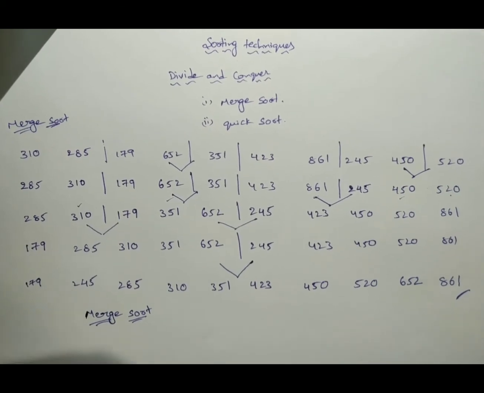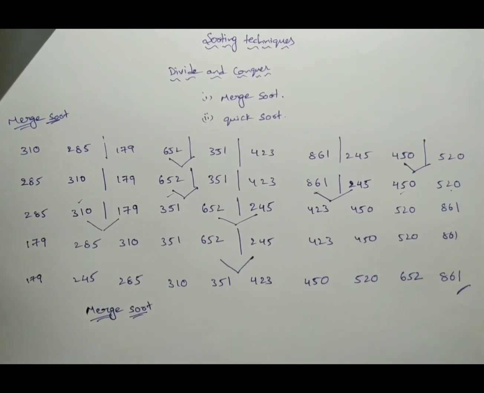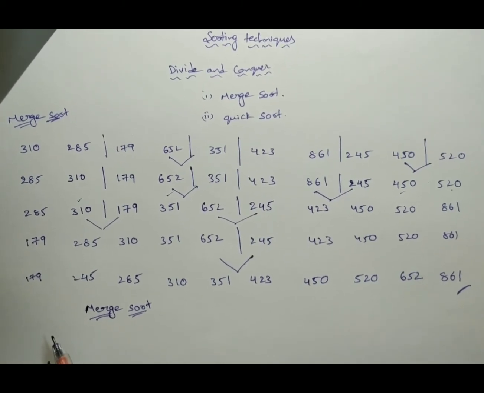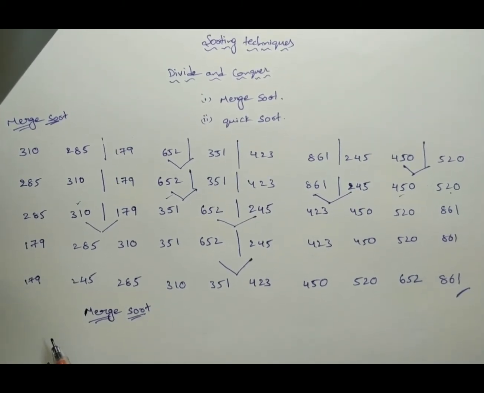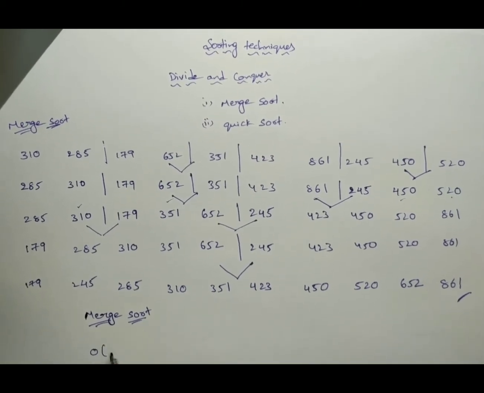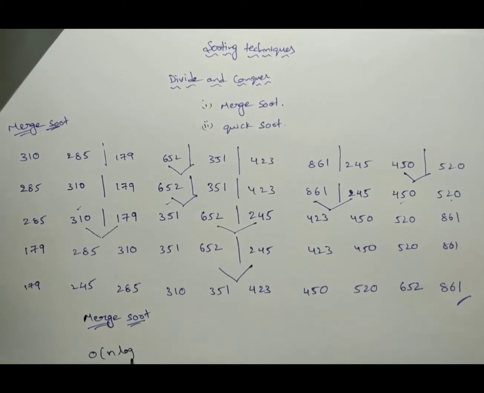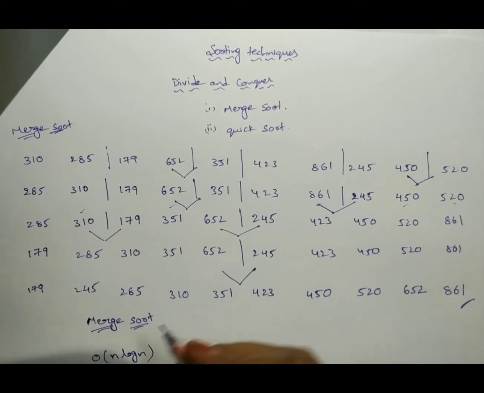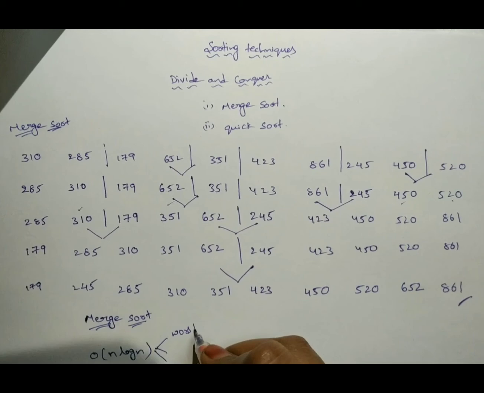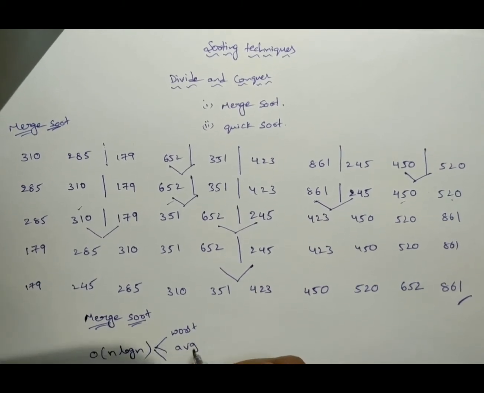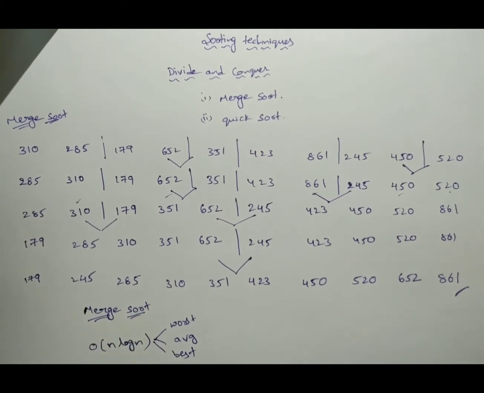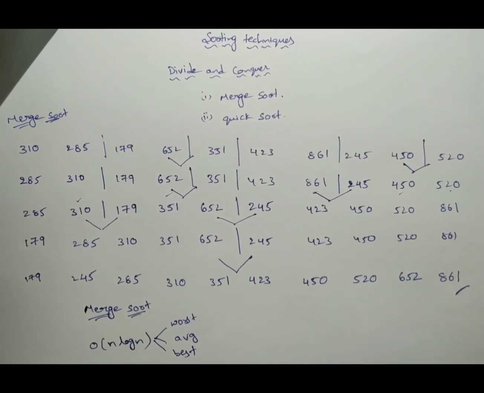For merge-sort type of sorting technique, in any case, that is in the worst case or in the best case or in the average case, the time complexity will be order of n log n. Okay, in all the three cases, worst, average and best, in all these three cases the time complexity is order of n log n.